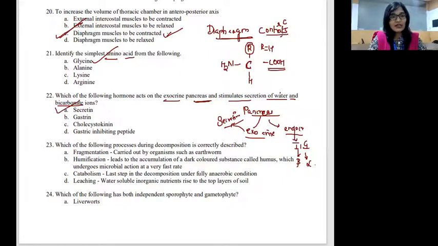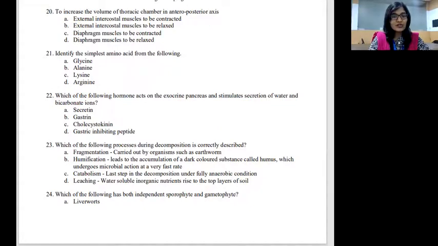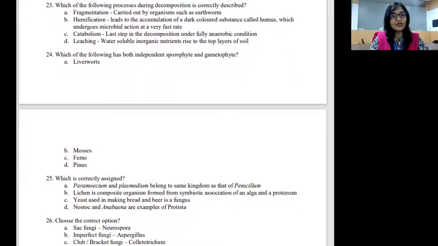Okay, yes. So the next question, which of the following process during decomposition is correctly described, which is very important. They ask the correct statement. So let's see. Fragmentation is carried out by organisms such as earthworm. Is it a correct statement? Yes. Usually the organic matters are broken down, right? Yes. So this is a correct statement. But let's see the next statement. Humification. So what is humification? You will see humus, the dark colored soil substances. It is mainly because aerobic bacteria will come and they will degrade all the organic matter into small inorganic matter, which is going to be a catabolism. And this will always take place at a very slow rate. It's not very quick. But they have given fast rate, so you cannot choose this option.